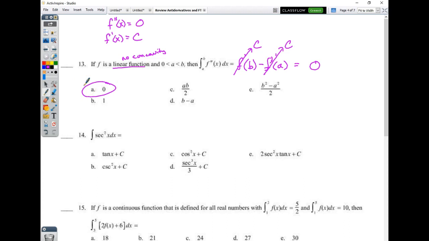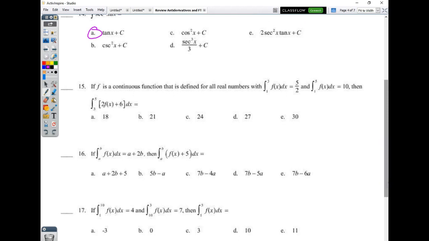All right, where are we up to? We are up to question 14. I'm not going to spend much time on that. That's secant squared is tangent. Look it up. All right, cool. That was quick. Looking at the next one, 15 here.